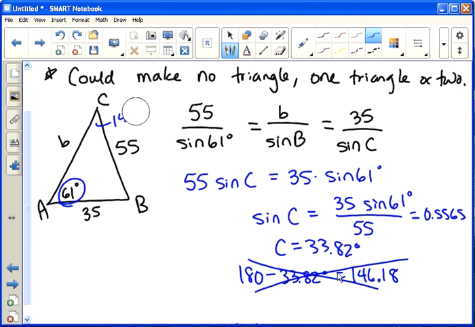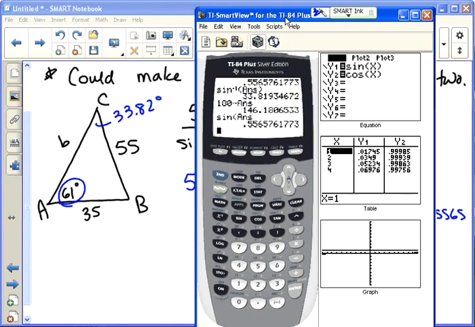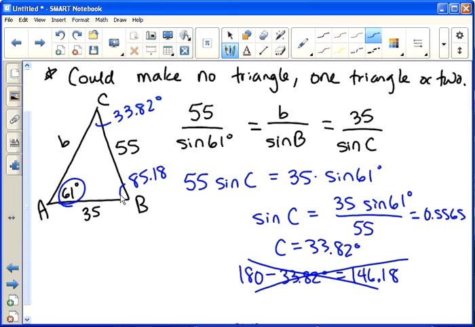We can then figure out what the third angle is by doing 180 minus those two. So 180 minus 61 degrees minus 33.82. And we get 85.18. Okay, so I can put in for angle B 85.18, and I know for angle C now that it's 33.82. So the last thing I need to do is solve for B. Here it's not super important which one you set it equal to because you've approximated for both, so it's not a big deal.